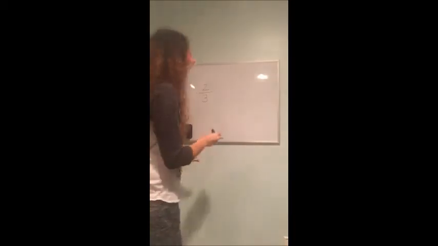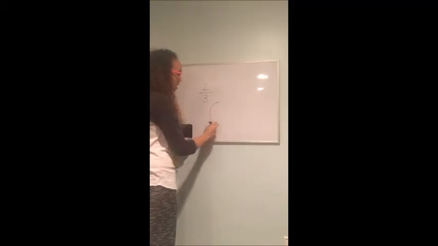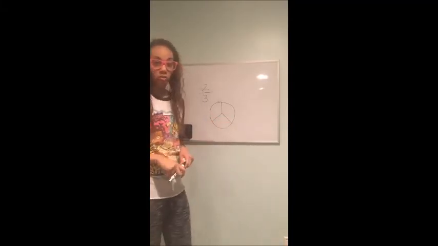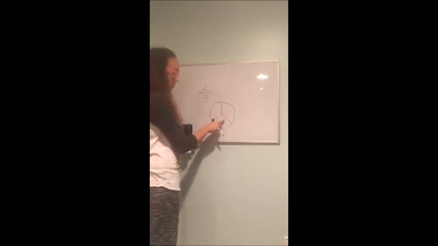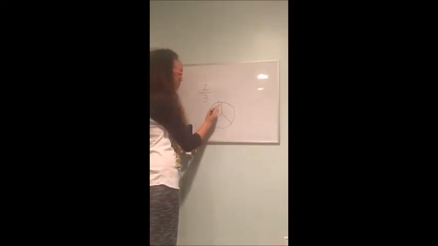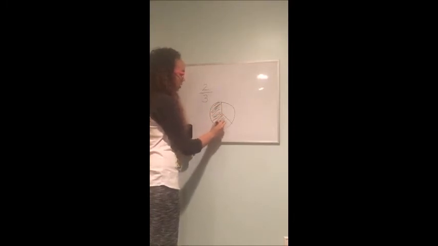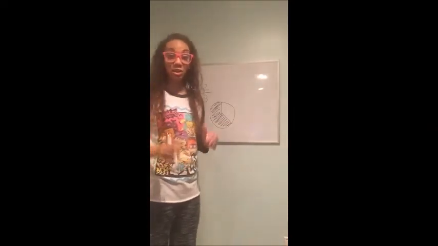So to do 2/3, I'm going to look at my denominator first. The denominator tells me how many pieces I need to divide my whole into. 3. 1, 2, and 3. So each of these is 1/3. Now, 2 is telling me how many equal parts we have. And we have 2. So we're going to shade in 2/3. So if you had this, that would be correct.